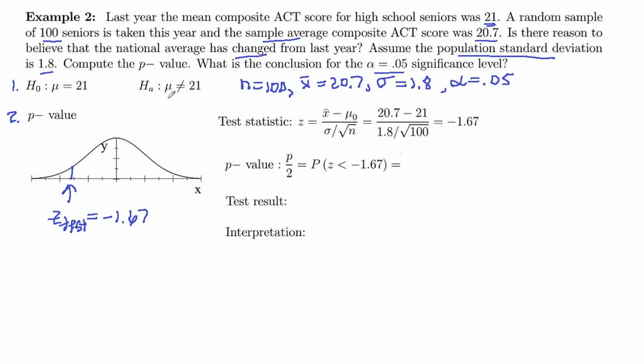But since this is a two-tailed hypothesis, this is only half of the p-value. So that right there is actually p over 2, not p. Since this is a two-tailed test, p is the area past the test statistic on both sides. So if you had a positive one, that would be p over 2 over here. So then let's figure the area of that shaded region past the test statistic. So p over 2 is going to be the probability that z is less than negative 1.67.